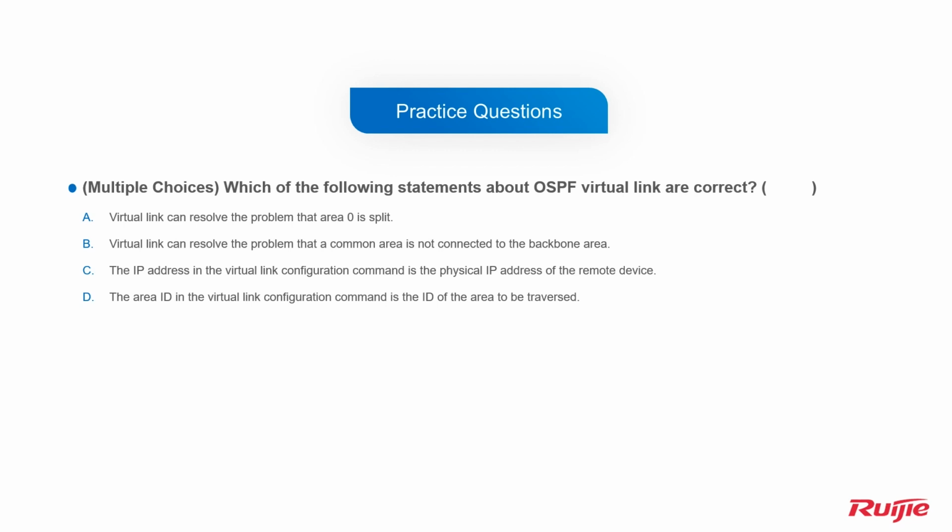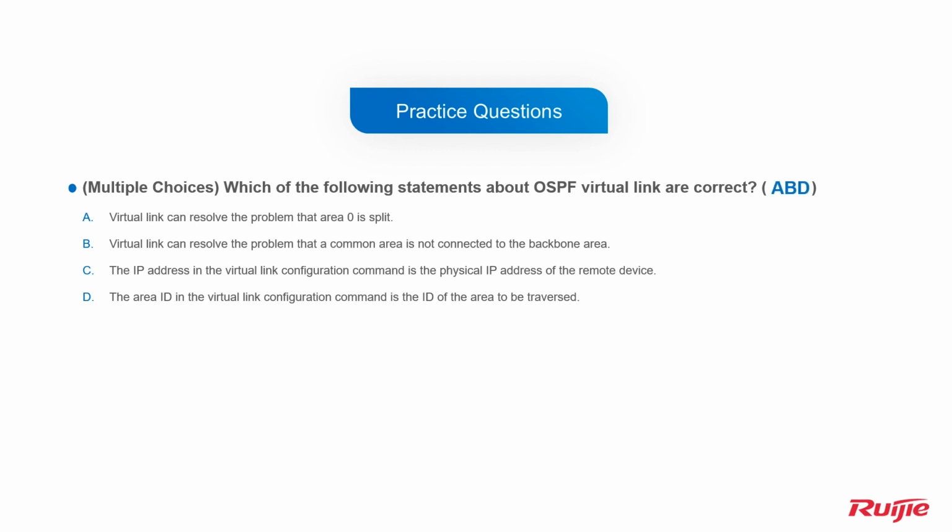Okay. So next practice question is, which of the following statements about OSPF virtual link are correct? Option A is virtual link can resolve the problem that area 0 is invalid. And option B is virtual link can solve the problem that a common area is not connected to the backbone area. And option C is the IP address in the virtual link configuration command is the physical IP address of the remote device. And option D is the area ID in the virtual link configuration command is the ID of the area to be traversed. So for this question, the answer is what? Okay, the answer is ABD, right?